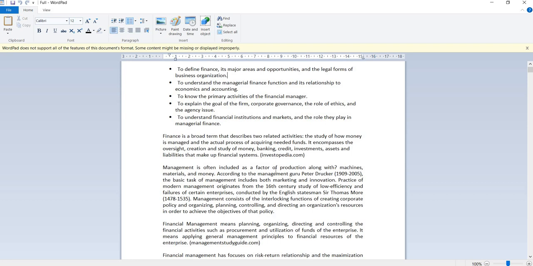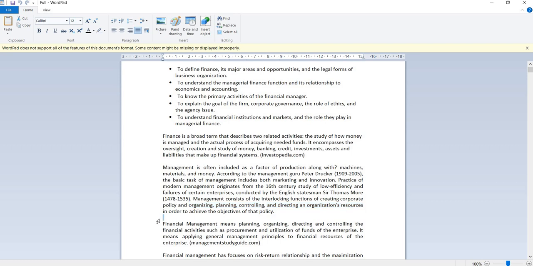So actually, the main core definition na kailangan lang natin is this one. So, it encompasses organizing, planning, controlling, directing an organization's resources. So, parang ganun din yung financial management natin.